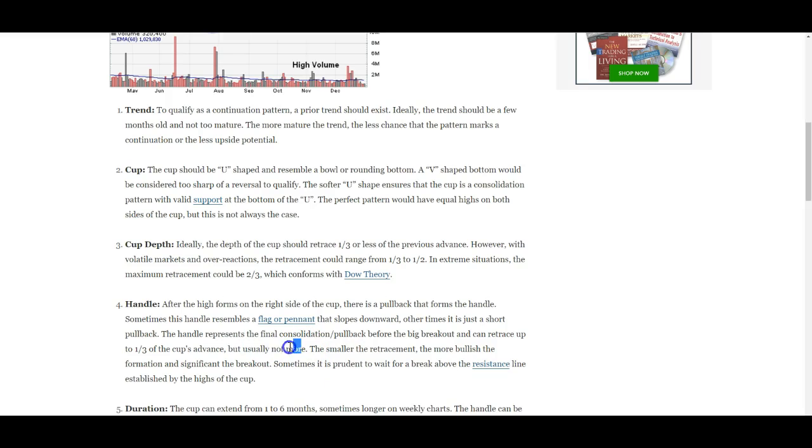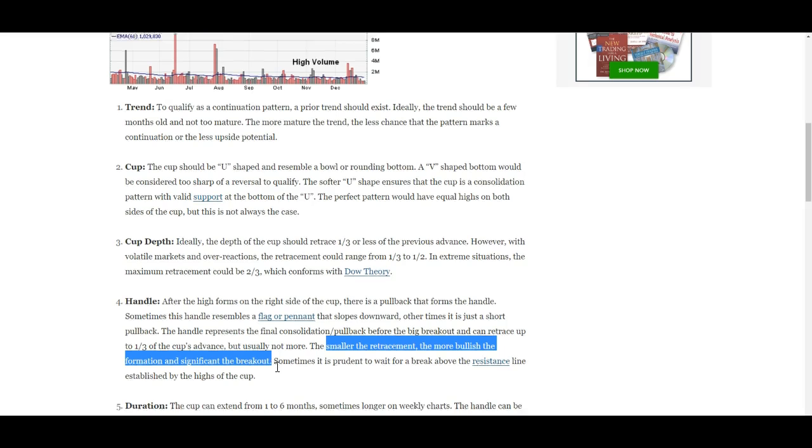It's hard to distinguish definitively some of these rules, and I think this is definitely one of them. The smaller the retracement, the more bullish the formation, and the more significant the breakout. That I can definitely agree with. The smaller the pullback on the post cup, the more bullish it is. That's kind of self-explanatory, I think.